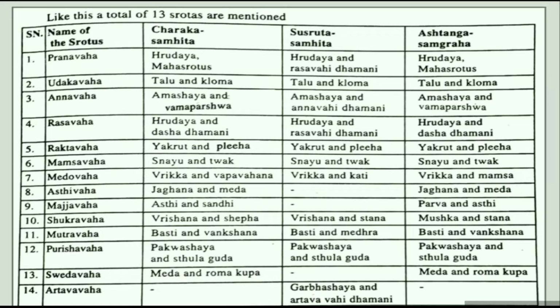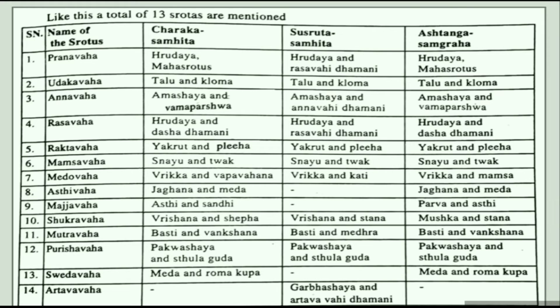Let's see the roots of all the 13 Shrotas according to Charaka Samhita, Shushruta Samhita and Ashtanga Sangraha. The roots of Pranavaha Shrotas according to Charaka Samhita and Ashtanga Sangraha are same. They are Hridaya and Mahashrotas, but according to Shushruta Samhita, the roots are Hridaya and Rasavahi Dhamani. Root of Udakavaha Shrotas is same in Charaka Samhita, Shushruta Samhita and Ashtanga Hridaya, that is Talu and Kloma. The root of Annavaha Shrotas according to Charaka Samhita and Ashtanga Sangraha is same, that is Amashaya and Vamaparshva. But according to Shushruta Samhita, the roots are Amashaya and Annavahi Dhamani.